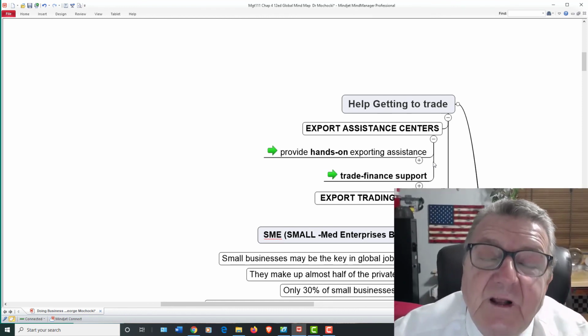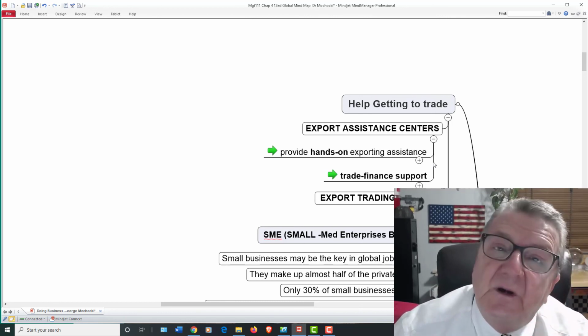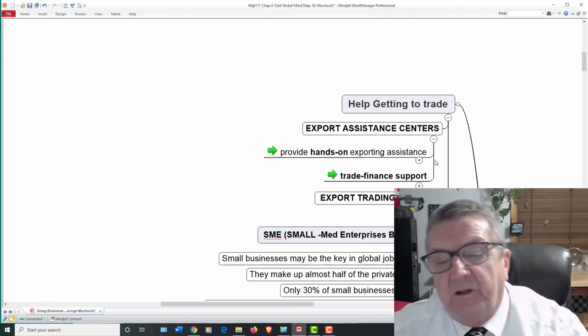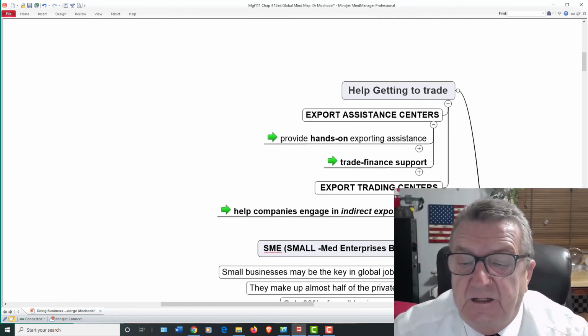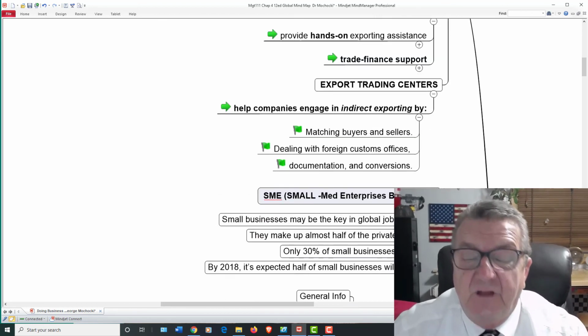It's the government. And look, why is the government helping me? It's not like handout money. They're giving you seed money once you're successful. But trust me, they'll tax you and everything else on that. Okay? And then you have export centers, and you have matching buyers and sellers and everything else. All right. So that's it.